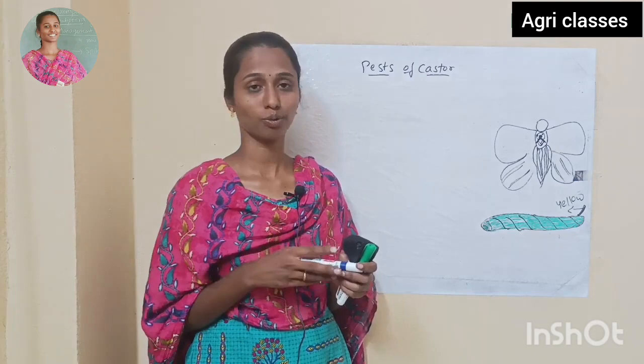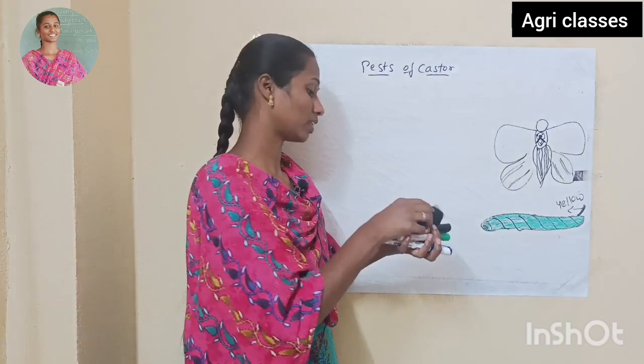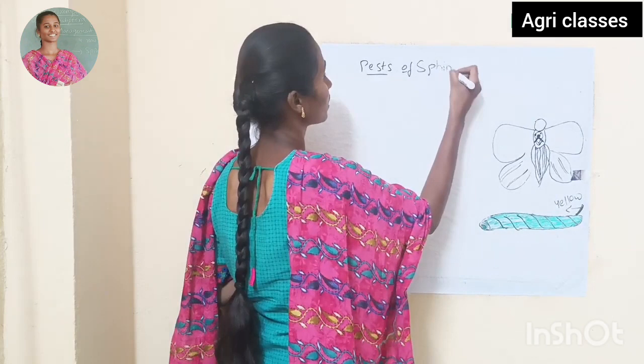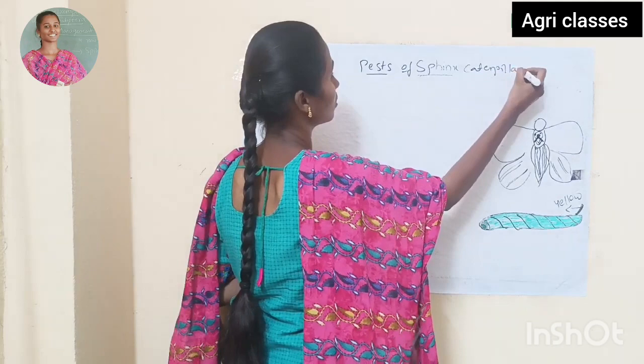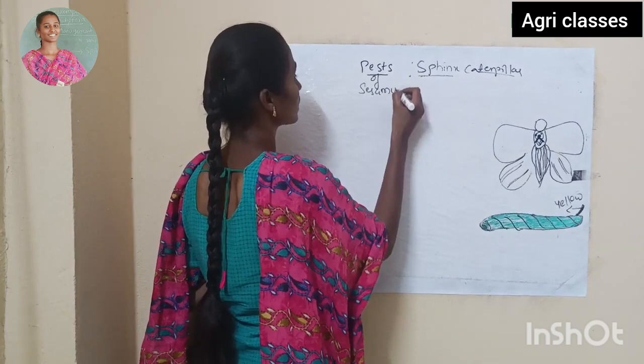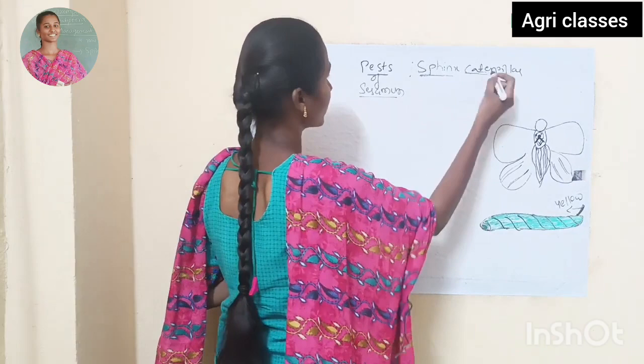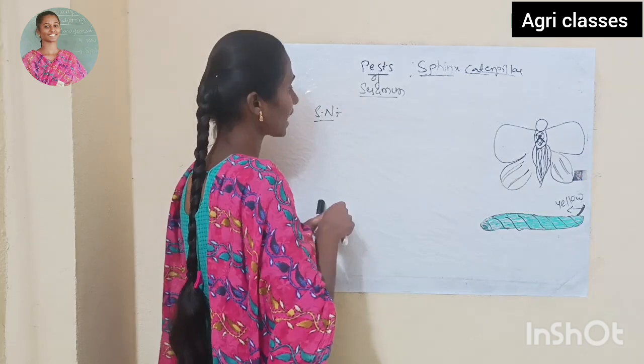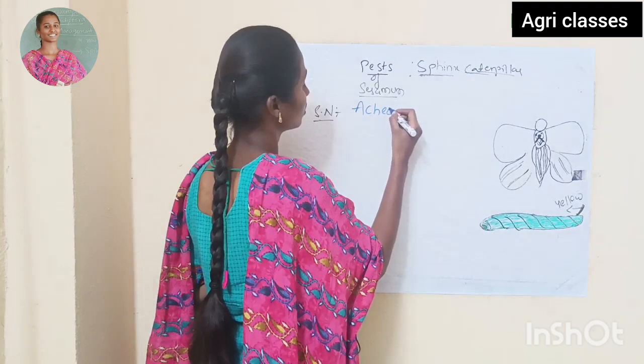And here the next important pest in sesamum is Sphinx caterpillar. This is also called the deadhead moth caterpillar. This is a pest of sesamum. It is also called as till. Here, the scientific name of deadhead moth caterpillar or Sphinx caterpillar or hawk moth is Acherontia styx, and it belongs to the order Lepidoptera.